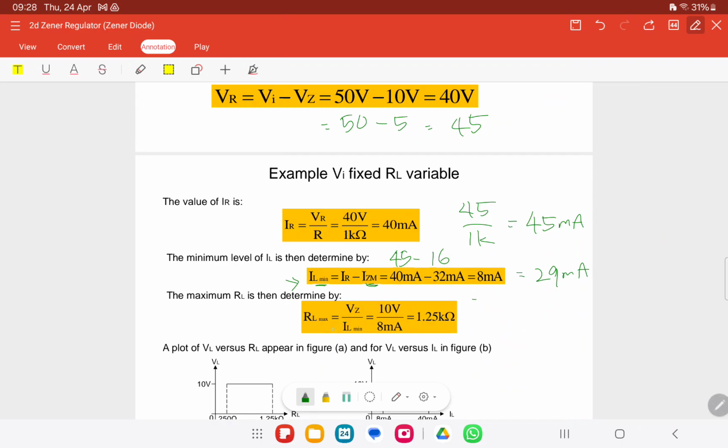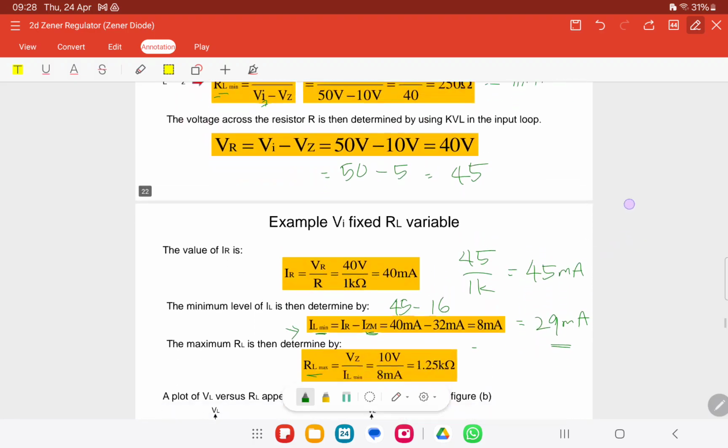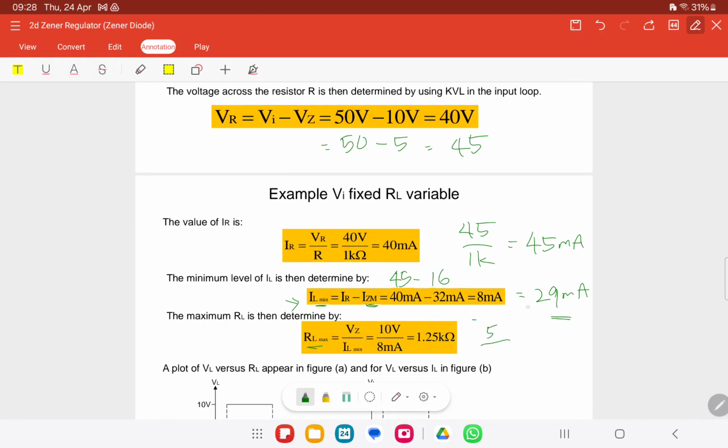Okay. Once dah dapat the 29 milli, now we want to get the second value of the RL. The second value, this is we assume minimum value to be flow in the load resistor. So the RL will be maximum. So voltage kita maintain yang tadi, 5 over the IL min 29 milli. So you akan dapat berapa?